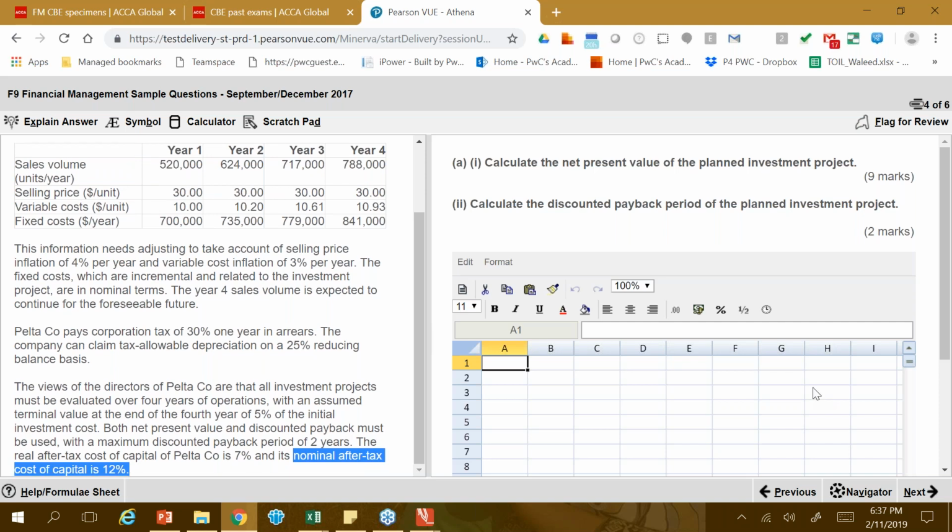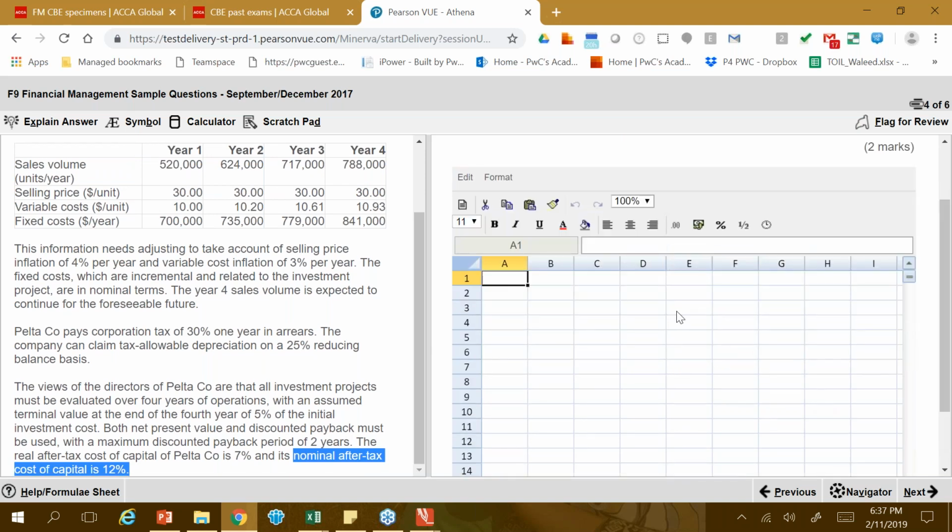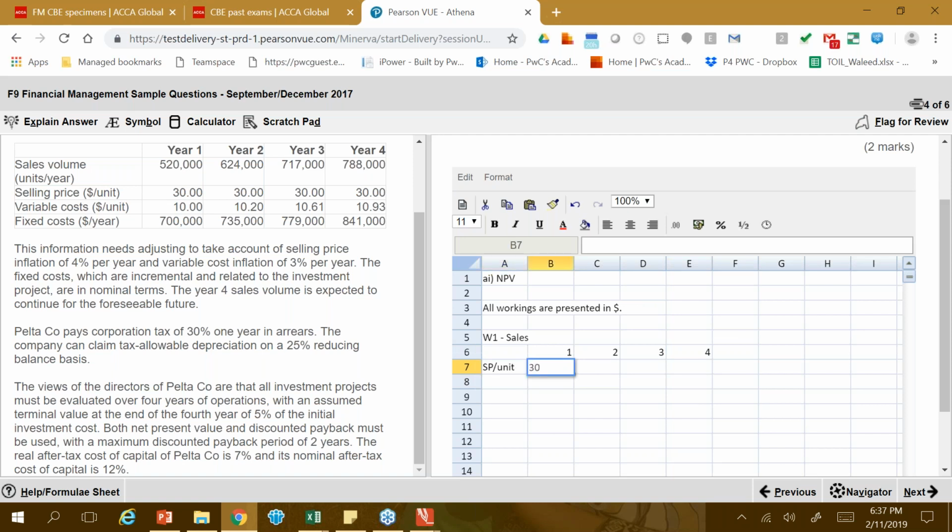Let's get down to the workings, and we are going to have a look at NPV in A1. We're doing NPV, and all workings are presented in dollars. Working 1, sales, 4 years: 1, 2, 3, 4. We have the selling price per unit, which is given as 30. So I'll take that 30 here, selling price per unit, but this is uninflated. So we need inflated selling price per unit, and the inflation on selling price is 4%. So we'll take the B7 times 1.04.